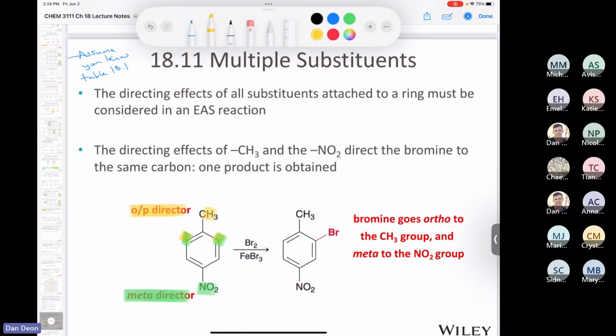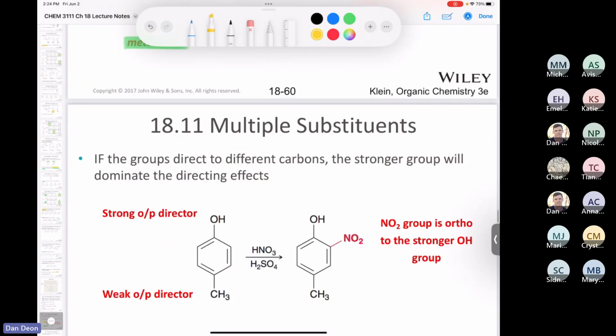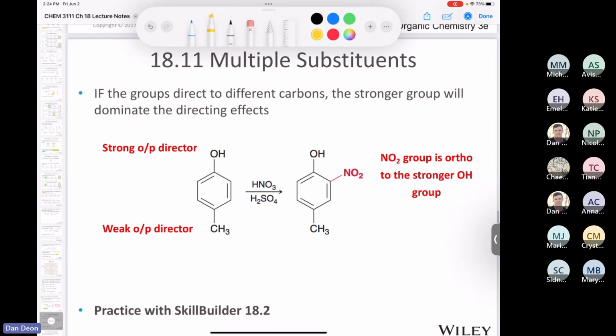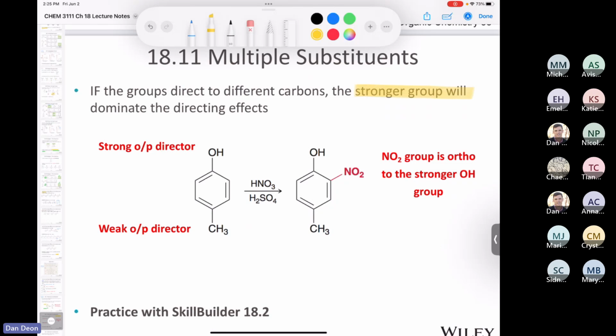So you're probably wondering, well, what if I have two groups that are directing to two different carbons? That's really where we're going with this, right? What do we do then? Okay, so let's take a look at the rules here. It says, if the groups direct to different carbons, here's the rule. The stronger group is going to dominate. Okay, so the stronger activating group is what it should say. Okay, there you go.